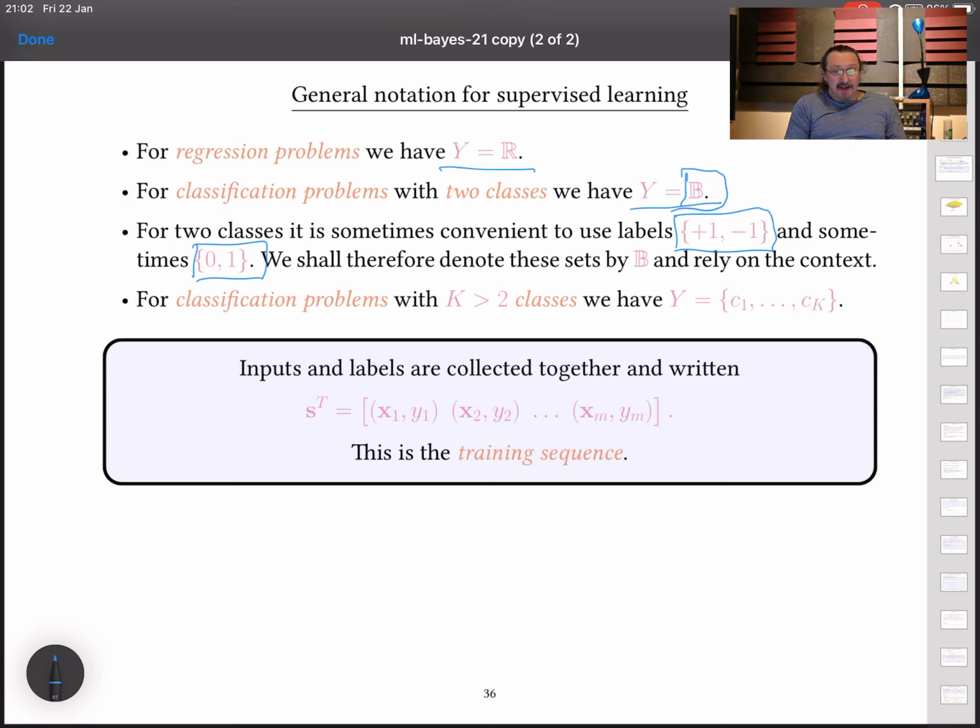Okay, so in particular, when we're talking about anything Bayesian, it tends to be nicer to express the two classes as 0 and 1. And when we're talking about SVMs, it's nicer to talk about the two classes being +1 and -1. Okay, that's the only reason that that notation will vary. And for classification problems, again, if we have k classes, then we have a set with k possible indicators for those classes in it.